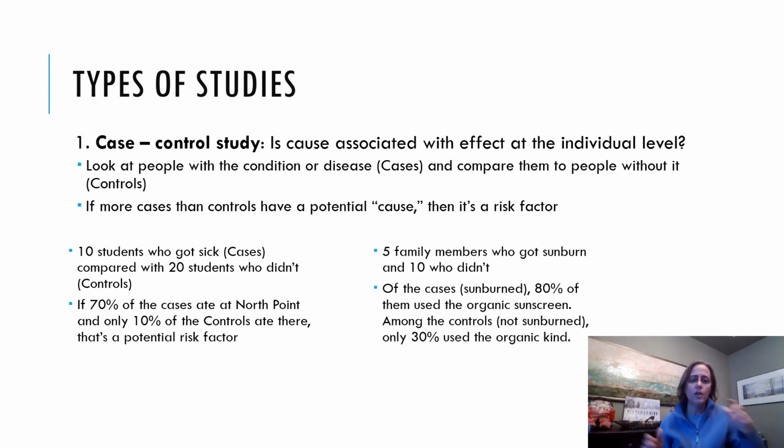Another example, you have 5 family members who got sunburn on a recent trip to the beach and 10 who didn't. And of the cases, the people who got sunburn, 80% of them used this new organic sunscreen, right? And 20% of them used, I don't know, Coppertone. And among the family members that didn't get sunburned, only 30% used the organic kind and 70% used Coppertone. So we see this difference, right? So this suggests that there could be a causative effect.